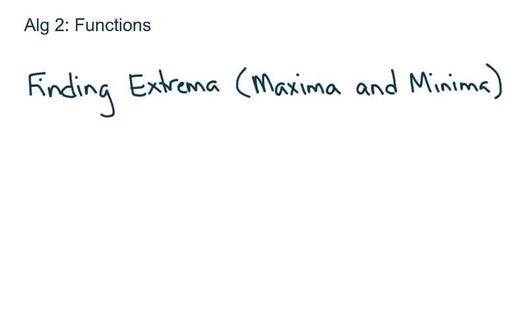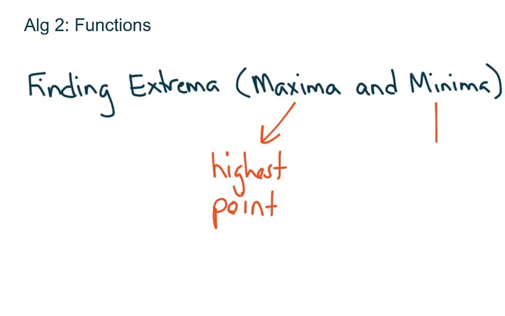In this video, we're going to find extrema of functions. The word extrema means finding a maxima and minima. Maxima is just finding the highest point on a graph, if it exists. It doesn't always. And finding minima is finding the lowest point on a graph.